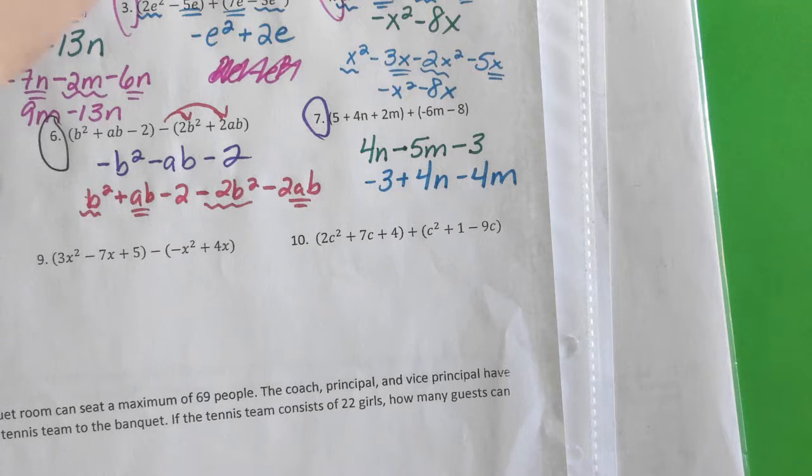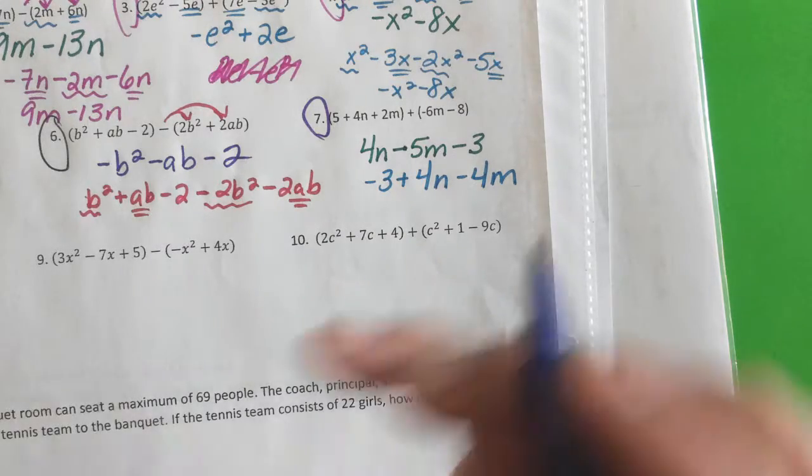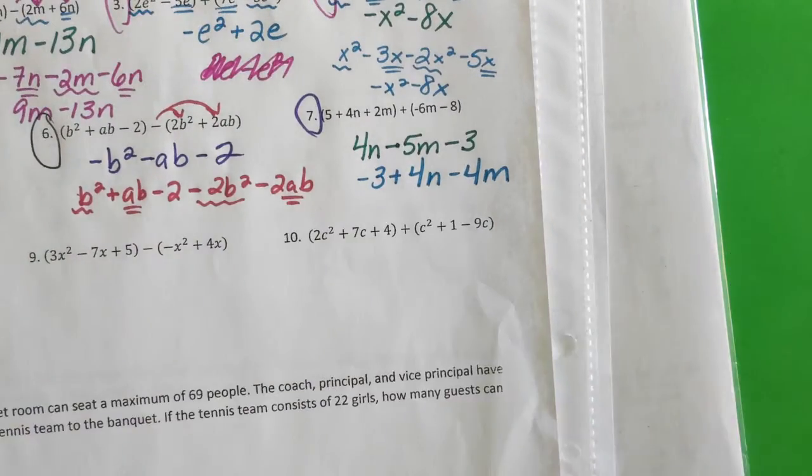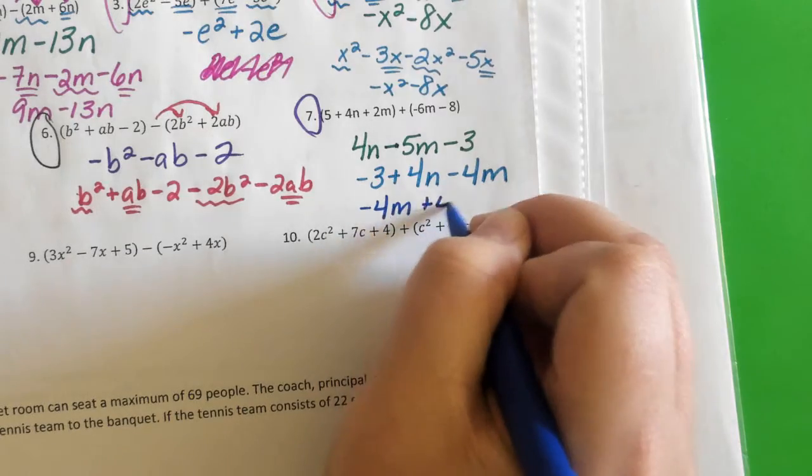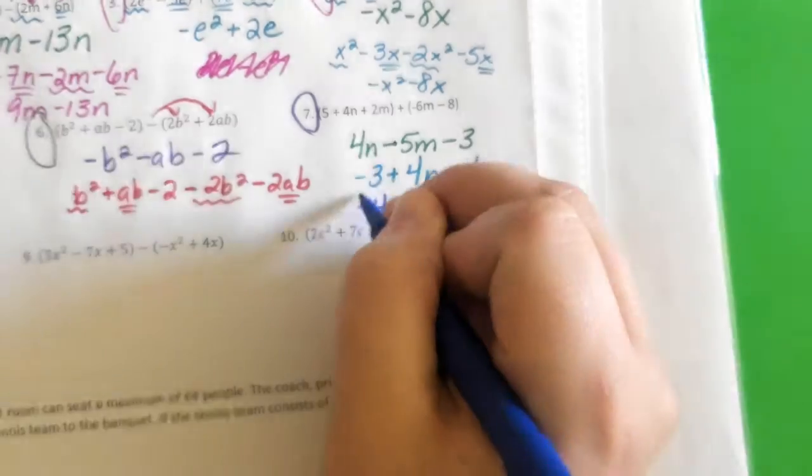Table 3, can you get involved? Which one of these do you think is correct? It's the last one. Okay, the blue one is correct-ish. Is it as good as it could be? It should be negative 4m plus 4n minus 3. You may add a point for your group.